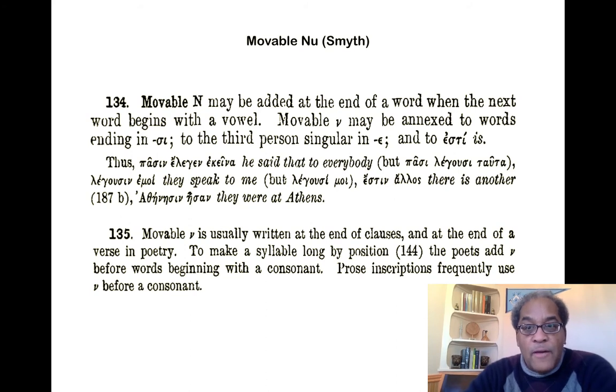Okay, 135. Movable nu is usually written at the end of clauses and at the end of a verse in poetry. To make a syllable long by position, the poets add nu before words beginning with a consonant. Prose inscriptions frequently use nu before a consonant.